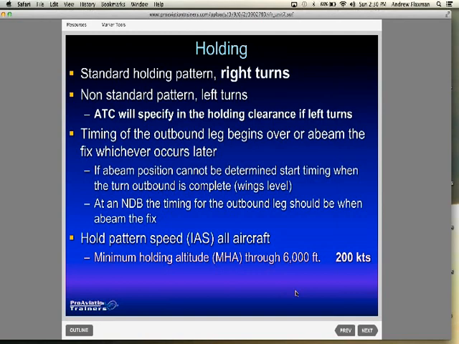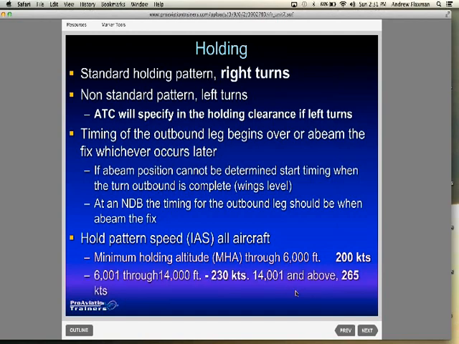Before I get on another tangent, when you're flying these holds, you don't want to be at full power. You don't even want to be at cruise power. You want to be somewhere around maneuvering speed, because it just makes it a hell of a lot easier for you to be flying these holds.